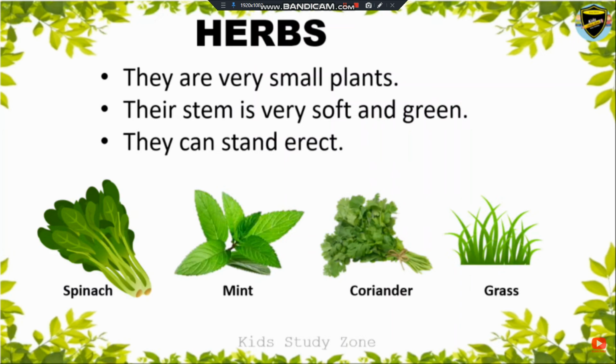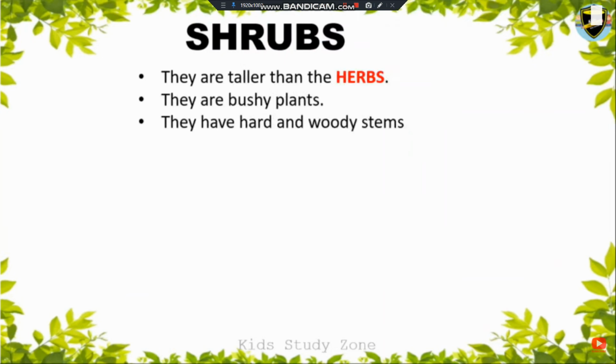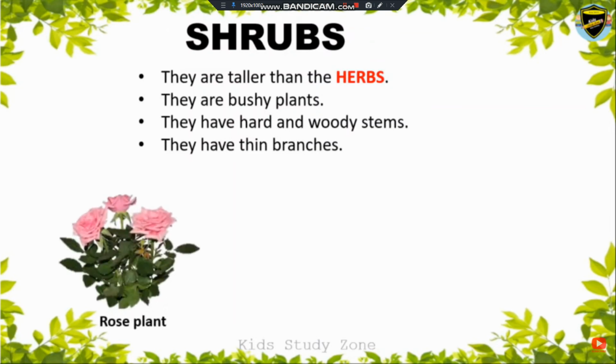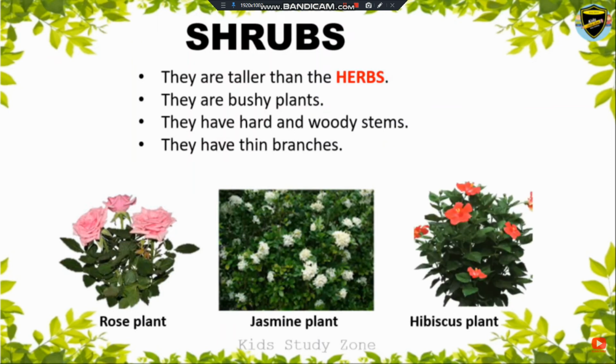Now let us see about shrubs. They are taller than the herbs. They are bushy plants. They have hard and woody stems. They have thin branches. Let us see some examples of shrubs. Rose plant, jasmine plant, hibiscus.